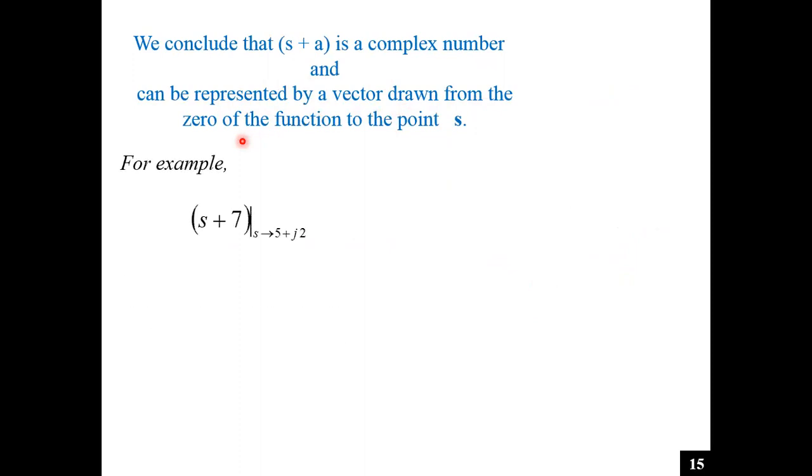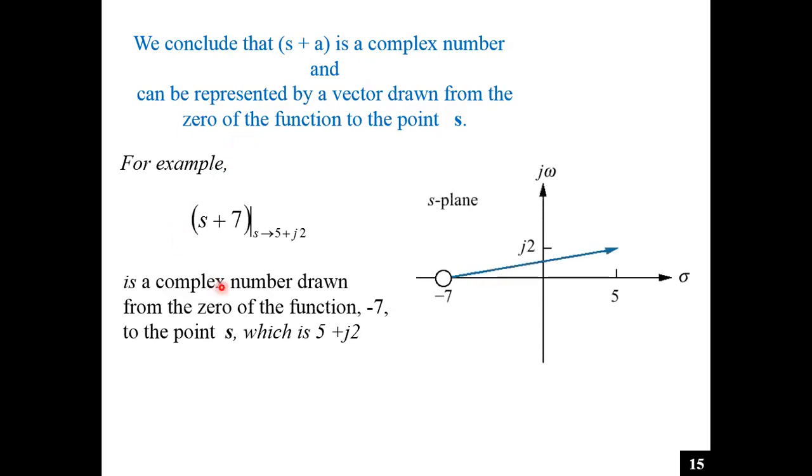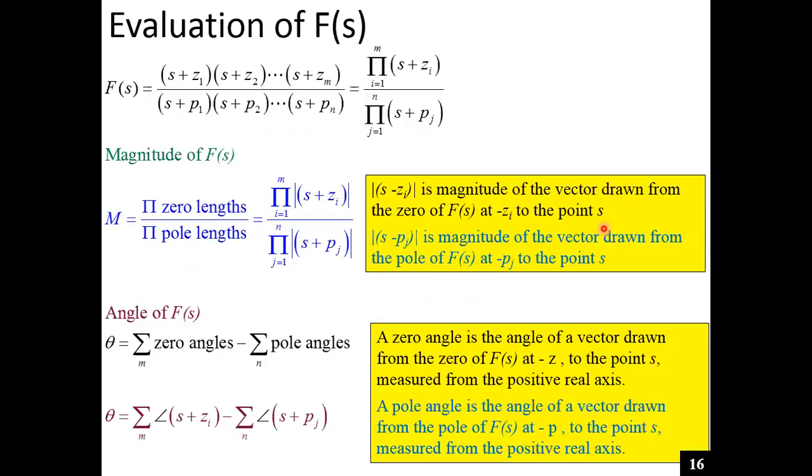For example, this number is a complex number drawn from the zero of the function. Here we have a zero at -7. Drawing the vector from -7 to the number 5 plus j2, we get this vector. Evaluation of F(s).